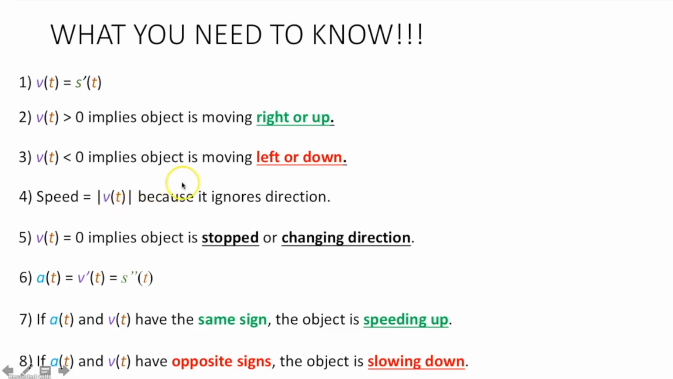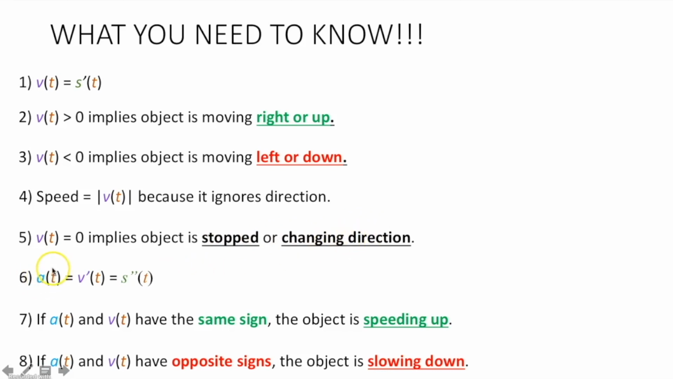So if it's positive, it's going to move right or it's moving up. If it's negative, it's moving left or down. But speed ignores direction. It's just the absolute value of velocity. When the velocity function is equal to 0, this implies that the object is either stopped or it's changing direction. It's changing from going left to going right, or it has stopped going up and is now coming down at that particular point. So if the velocity is equal to 0, the object is either stopped or it's changing direction.